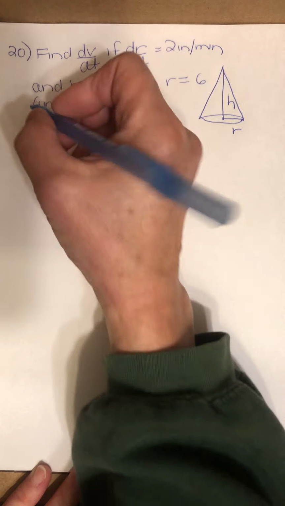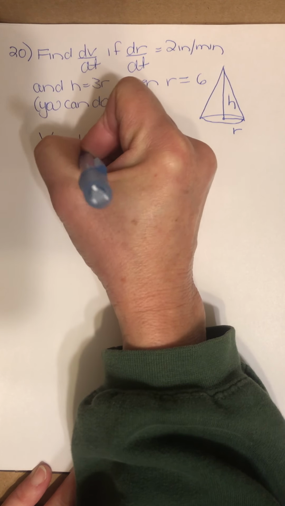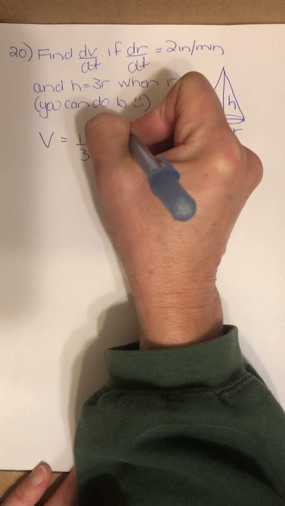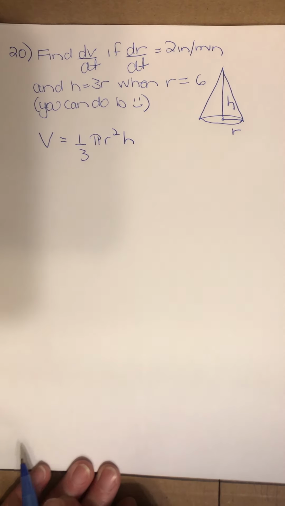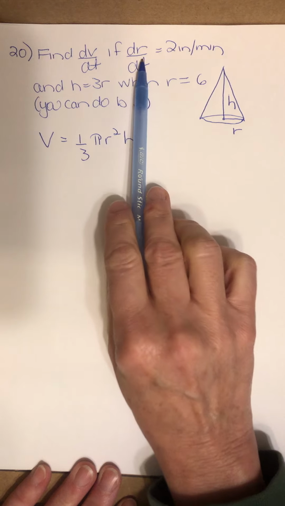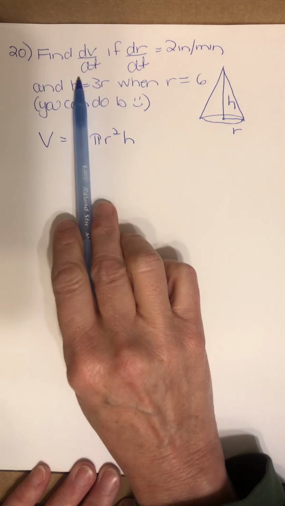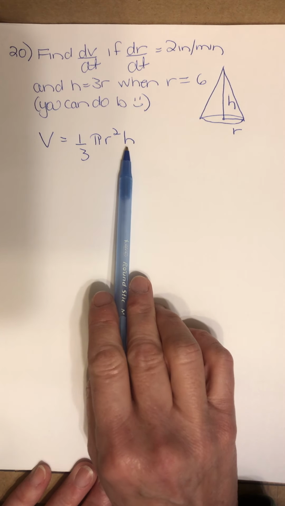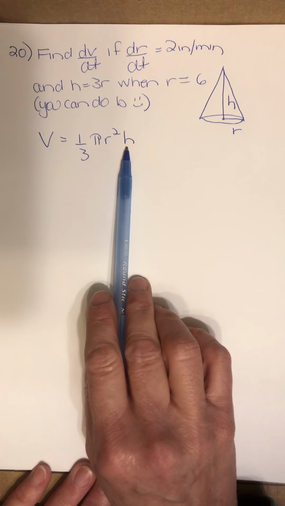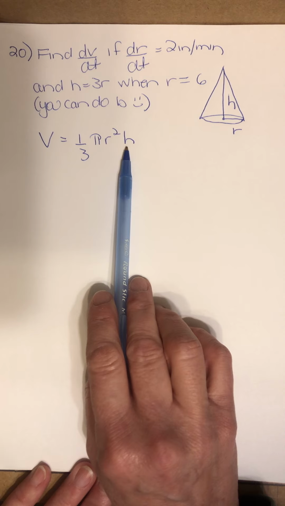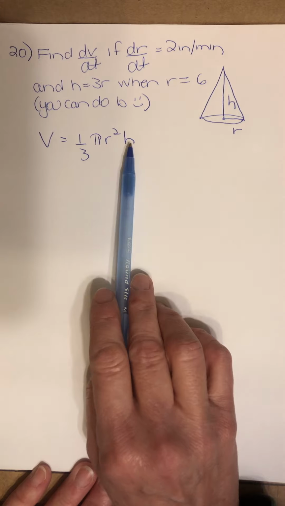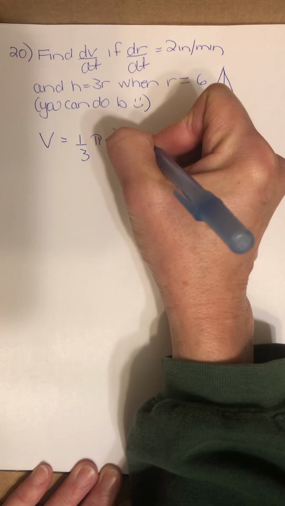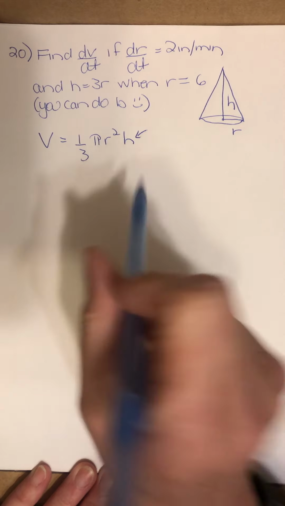Okay, so the first thing we need to do is write the volume of a cone, 1/3 pi r squared h. Now, notice that they're giving us dr/dt, and they want dV/dt, but they didn't ask for dh/dt, and they did not give it to us, meaning that we cannot keep this h here, because when I take the derivative, there will be a dh/dt in there, and I don't have it, and I don't want it.